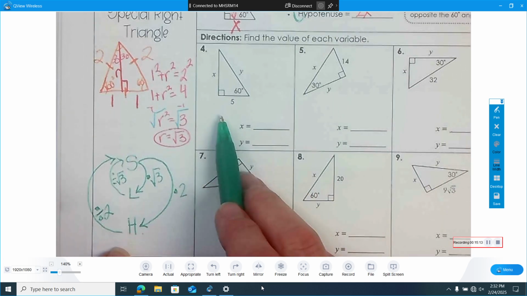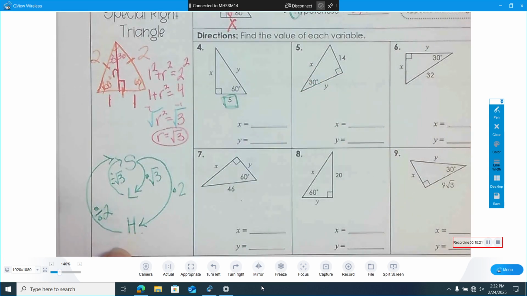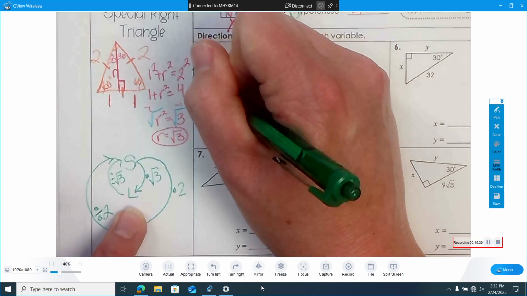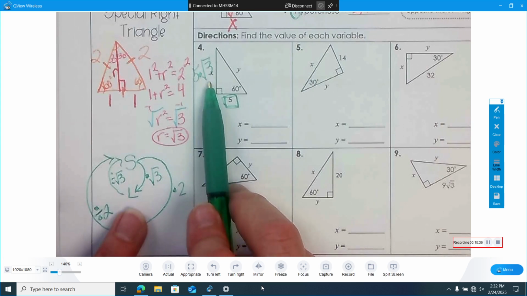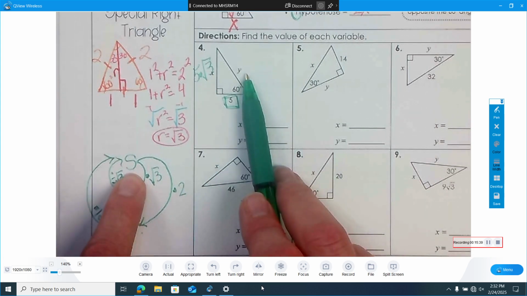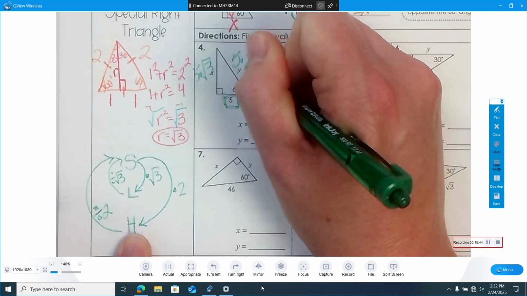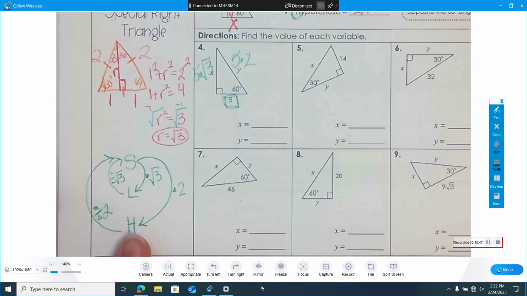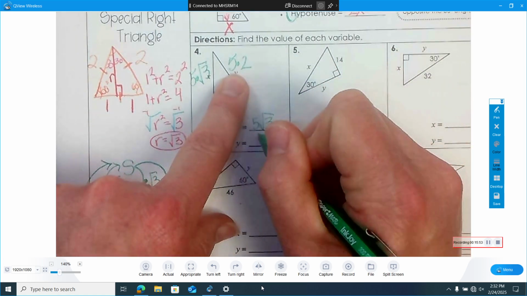So on number 4, what information did they start me with? The short leg. Good. So we're starting with our short leg, which is a nice place to start. How do I get the longer leg? Times by radical 3. So we're going to take our 5 and just multiply it by radical 3. That's all we have to do. Now if I have the short leg and I want to go to the hypotenuse, times by 2. So I take my short leg and times it by 2. And that's going to be your hypotenuse. So in this case, my x is 5 radical 3, and my y is 10.